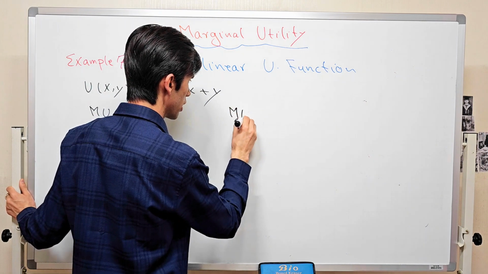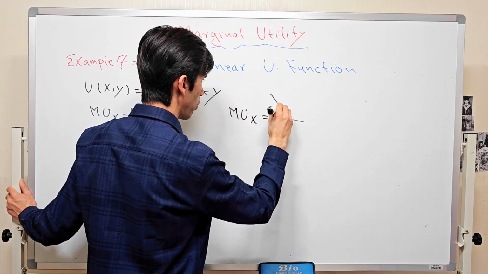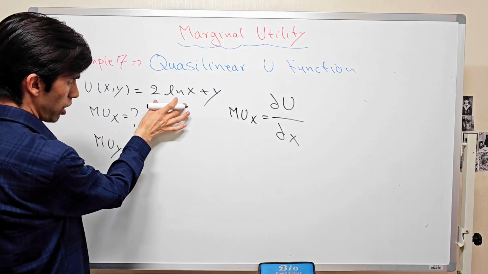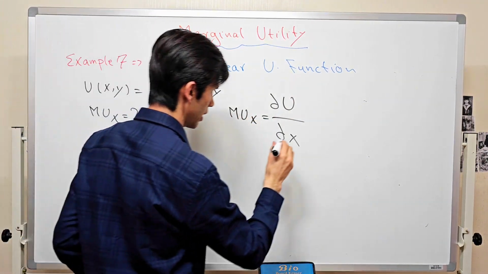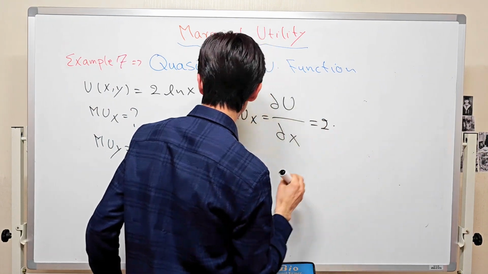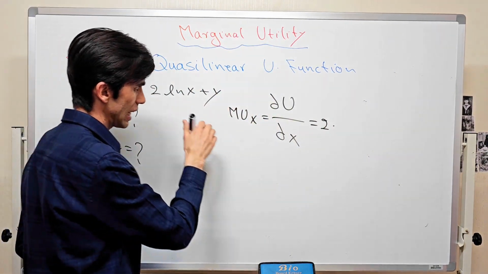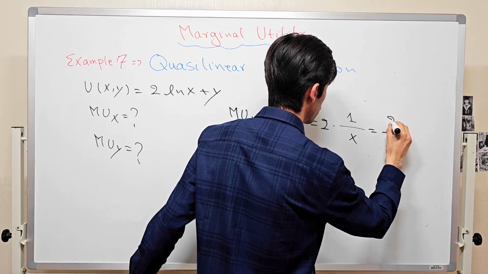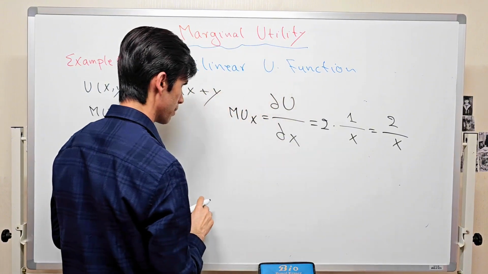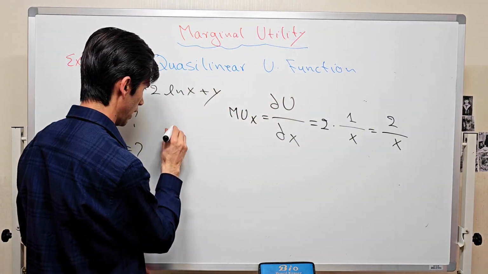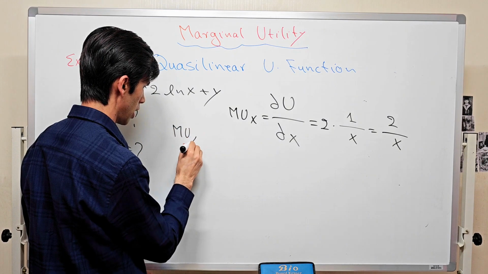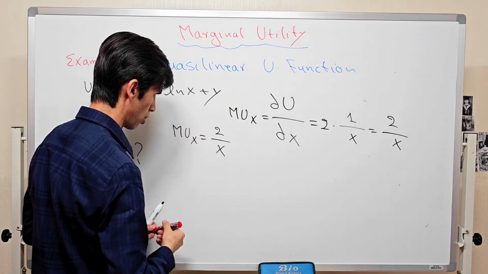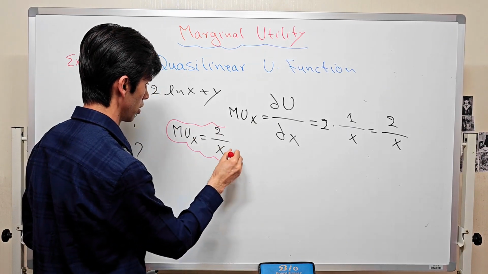The marginal utility for x is equal to the partial derivative of utility with respect to x. And now it's equal to 2 multiplied by the derivative of ln of x, which is 1 divided by x. So it's equal to 2 divided by x. So the marginal utility of x is equal to 2 over x.